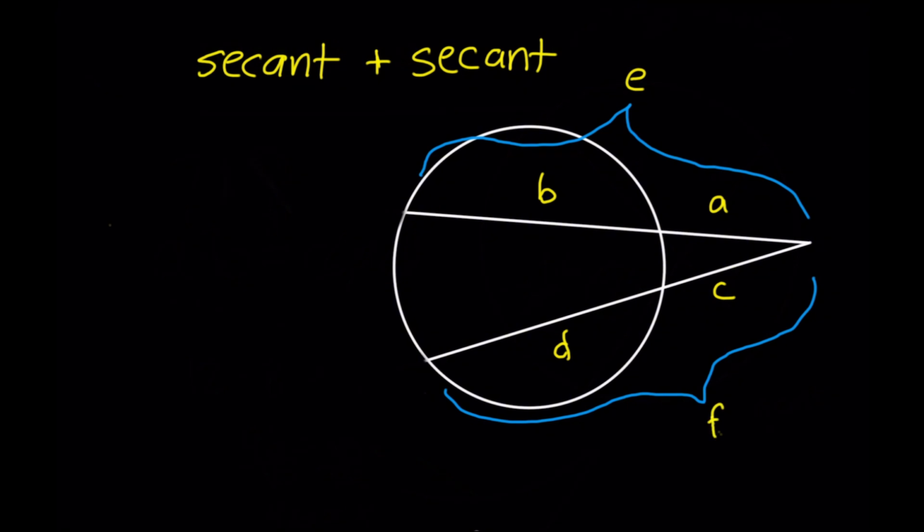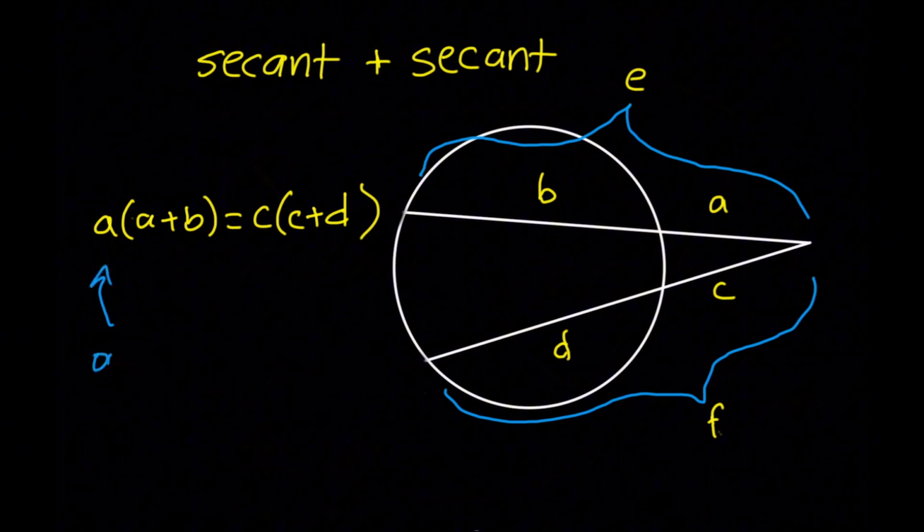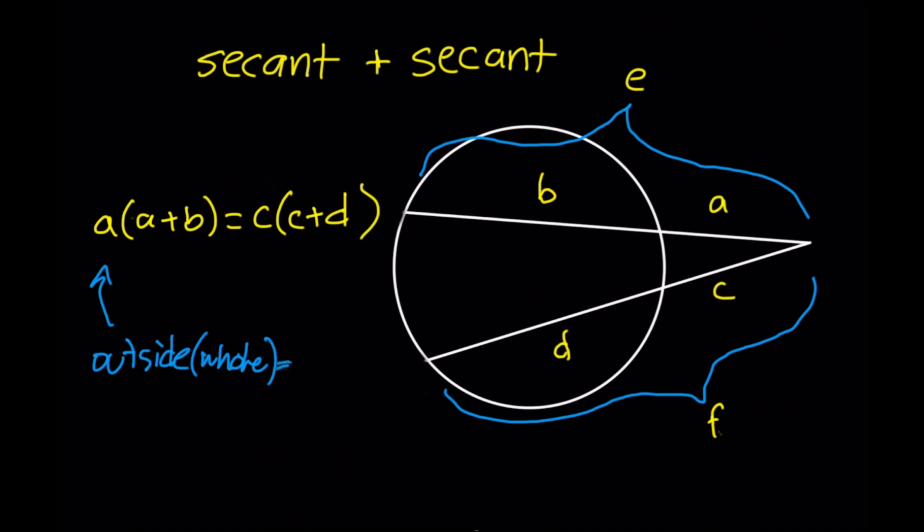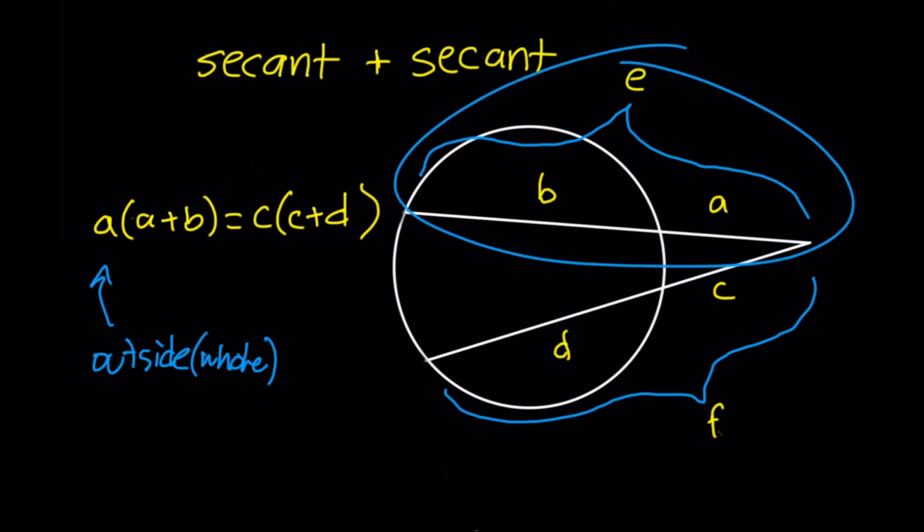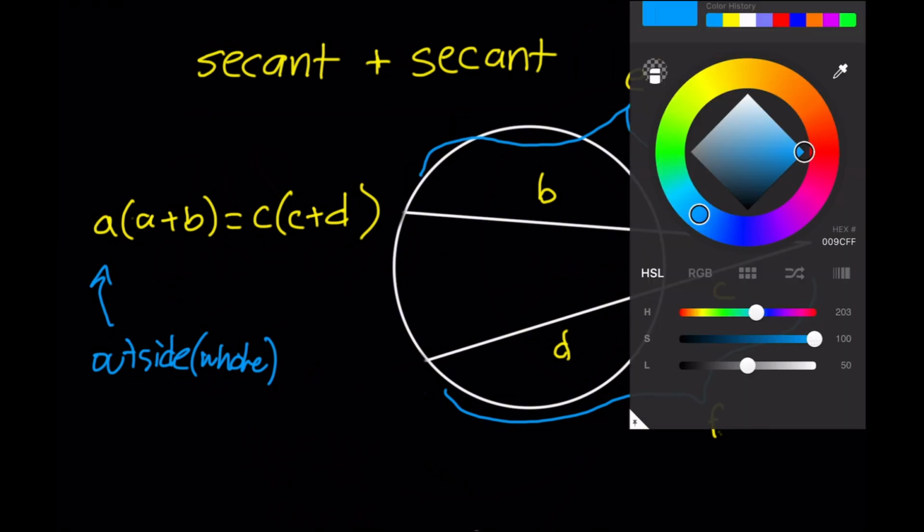And then this formula is going to be A times A plus B is equal to C times C plus D. So basically A and C, it's the outside times the whole thing. Outside times whole is basically how you can remember this. So if you see two secants, it would be outside times whole, and then the same thing on the other side. We also labeled the whole line as E because it will probably show up like that.